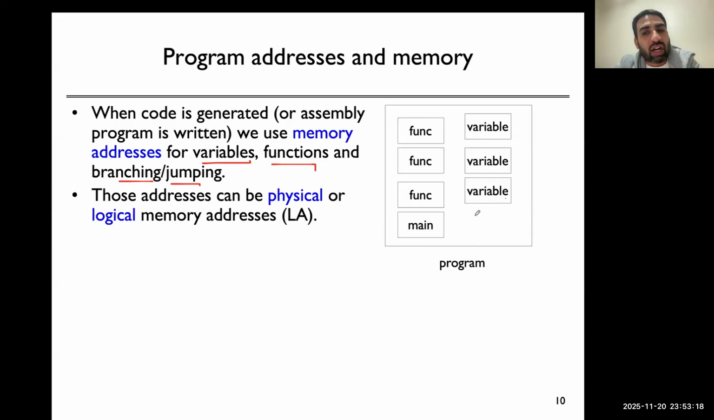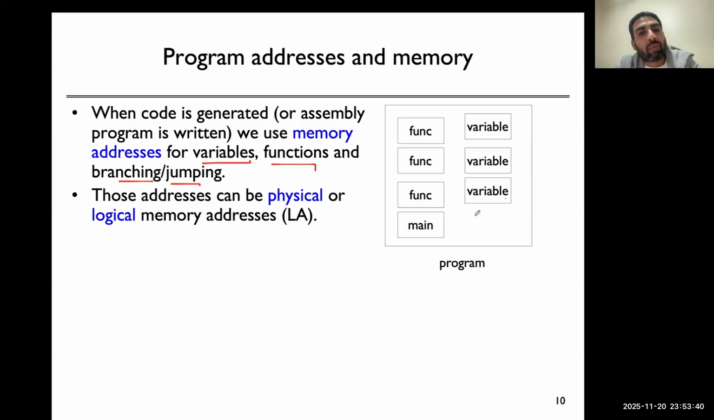So it means that the names of all those variables and all those functions need to be translated to addresses. For example, when you say store the value 10 in X, what you are saying is store the value 10 at some memory location which is referred to with the name X, but your hardware doesn't know anything about the name X. So that X needs to be translated into an address.